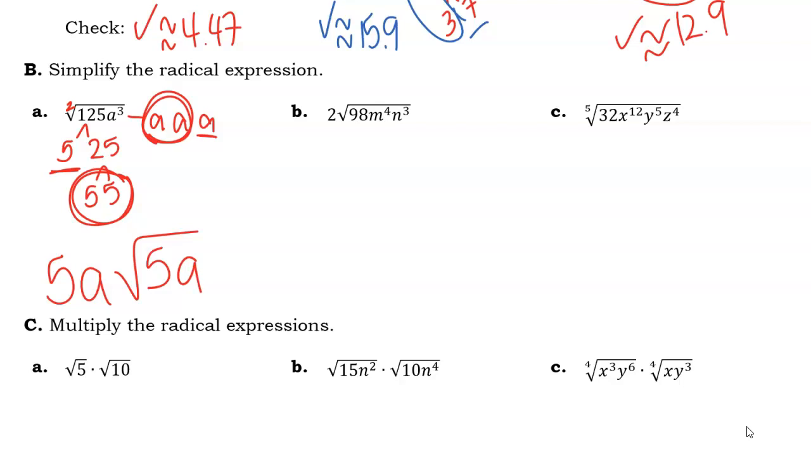So this isn't really something we can check on the calculator because we don't have a way to get a decimal approximation with a variable. So I'm going to move on to letter B.